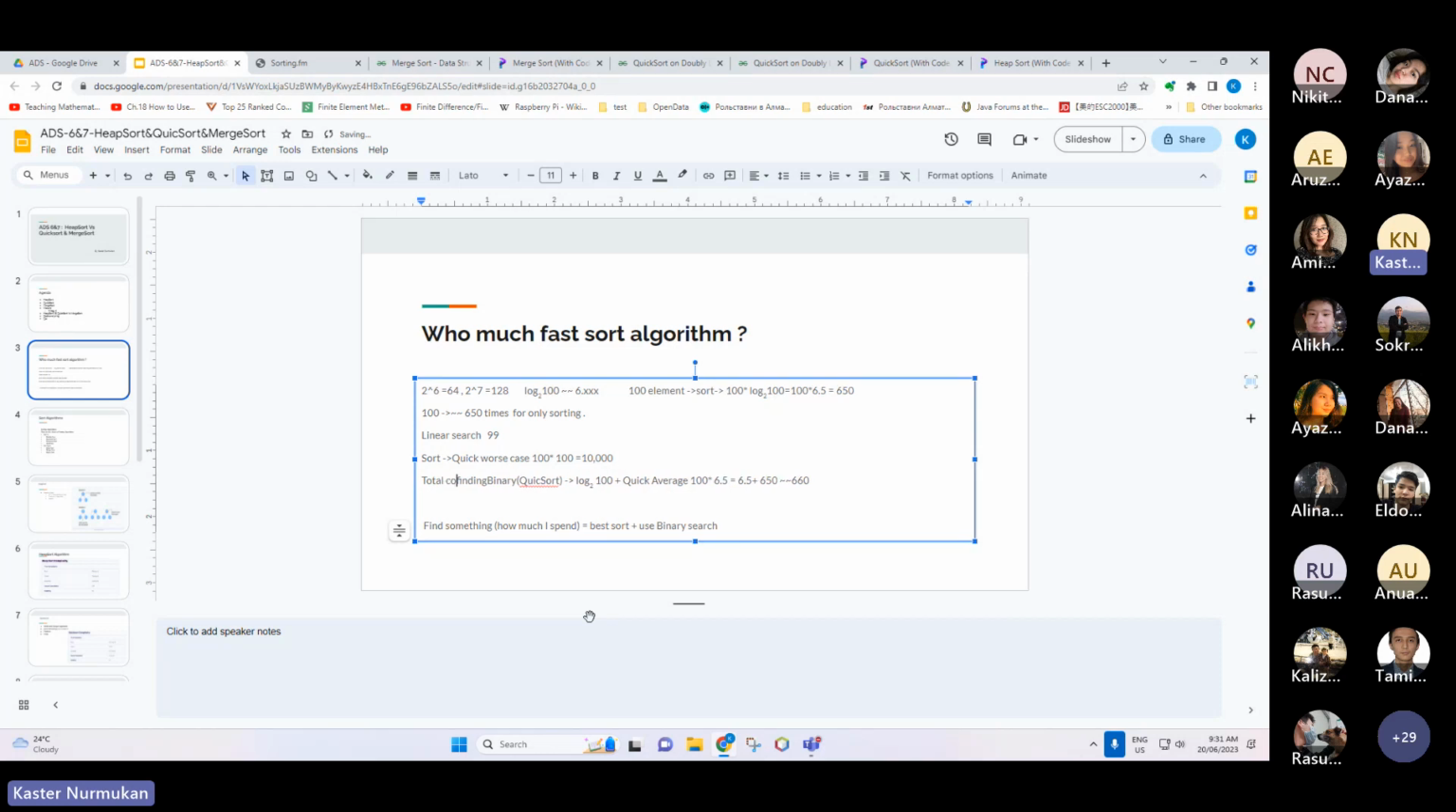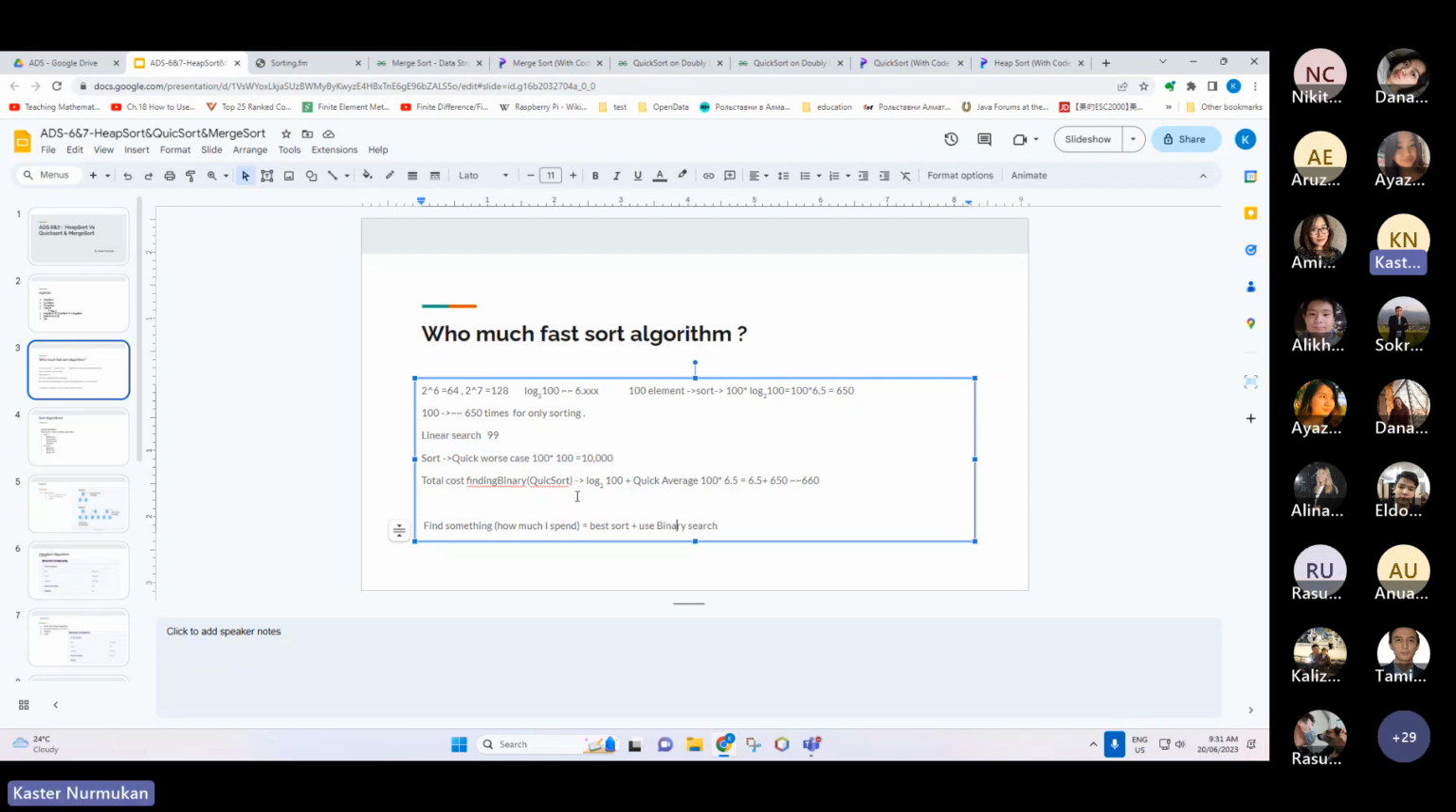So in average, that's the total cost. Total cost means how much I spend, right? Total cost is 660, or average 660 times, right? So that's versus 99 times. Which one is better? Of course, to be very clear, I don't need the sort algorithm. I don't need the binary search. I have to use linear search. So wondering why we need to sort, right? Why we need binary search.